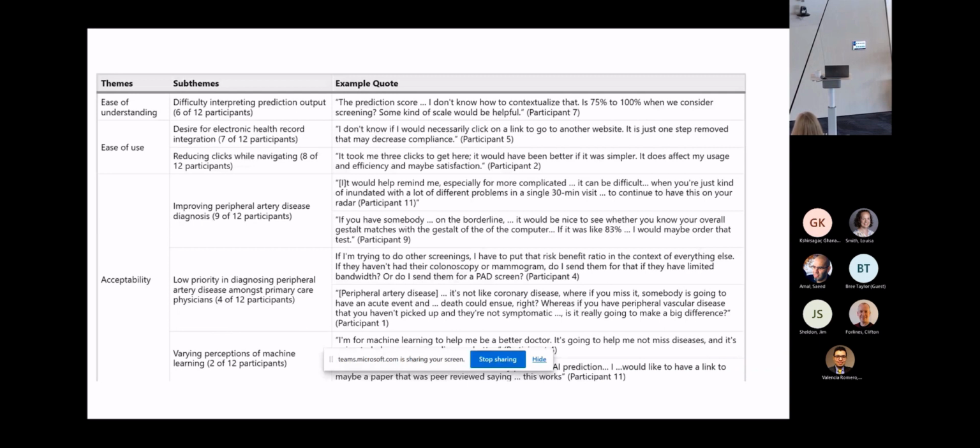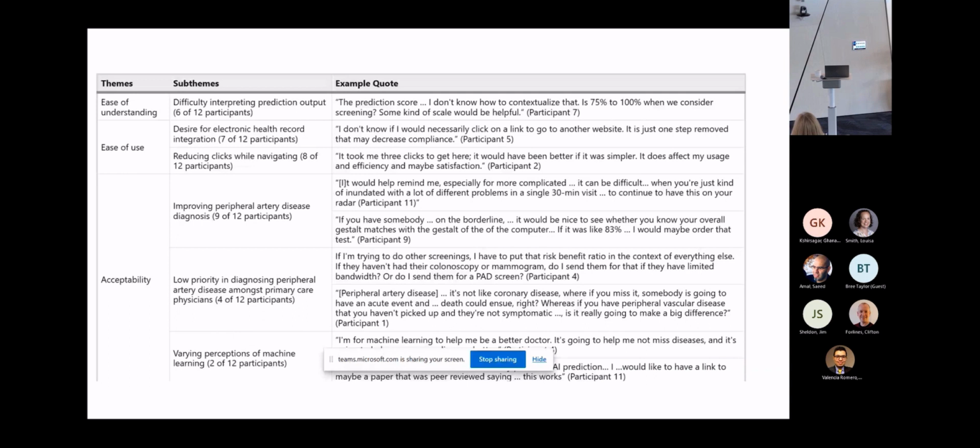For the ease of use, we saw that 7 out of 12 participants showed and believed in the importance of incorporating electronic health record data, and 8 out of 12 thought that we should reduce the number of clicks. So they tended to like the second visualization, which has all the information in the first screen.